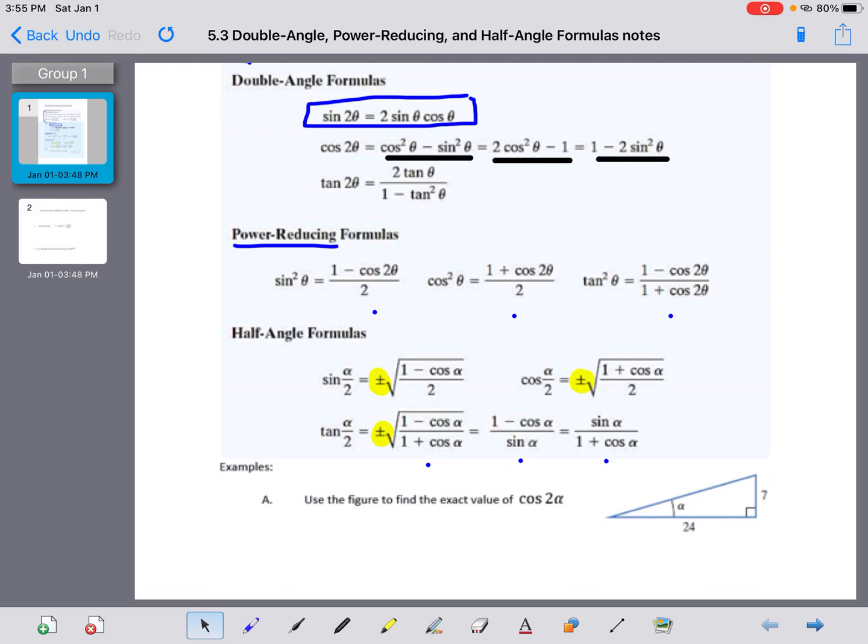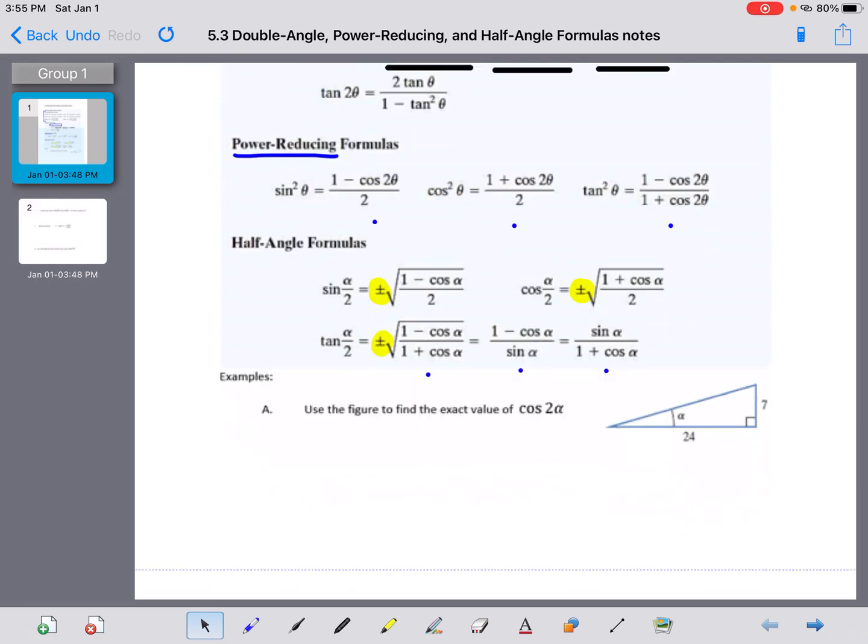Let's look at example A down here, the first one. It says use the figure to find the exact value of cosine of 2 alpha. Notice my alpha is coming from this triangle they already drew. I have a 7 and a 24. Does anybody remember what the hypotenuse has to be? It's 25, a 7, 24, 25 triangle. If you didn't remember that, use the Pythagorean theorem and solve for that side.